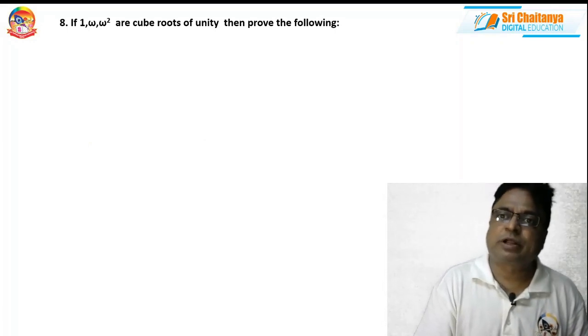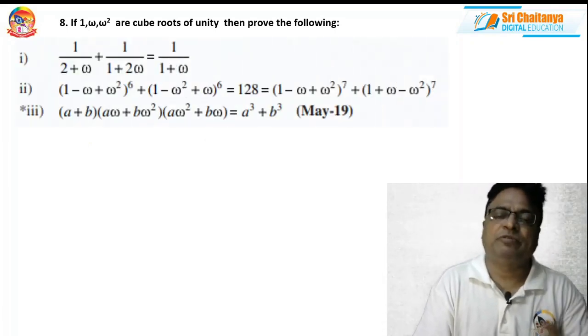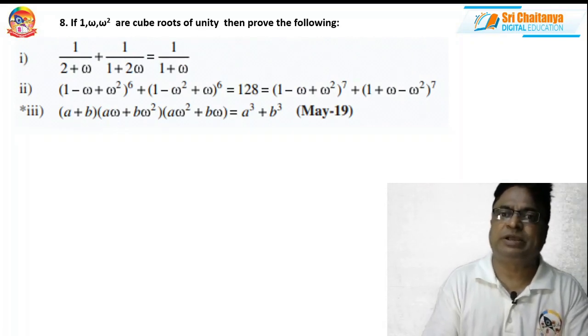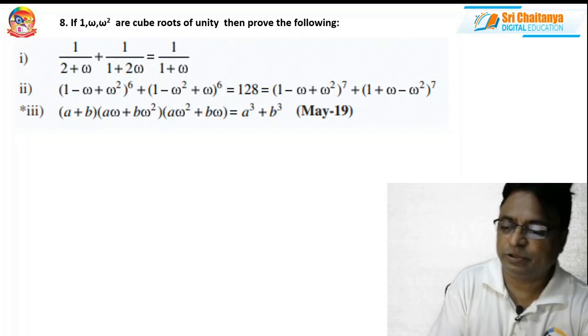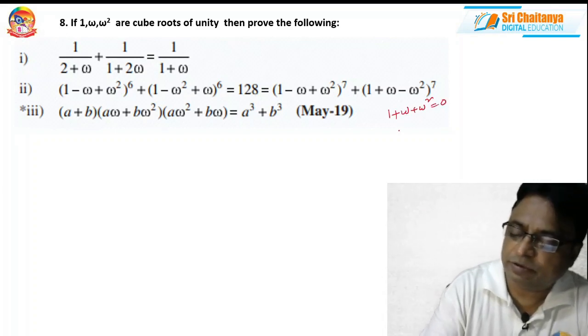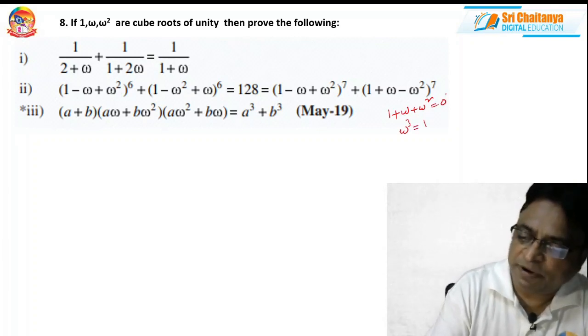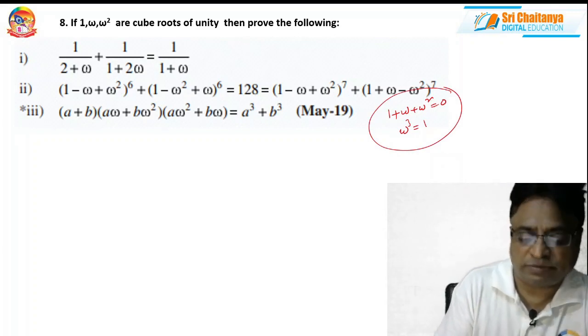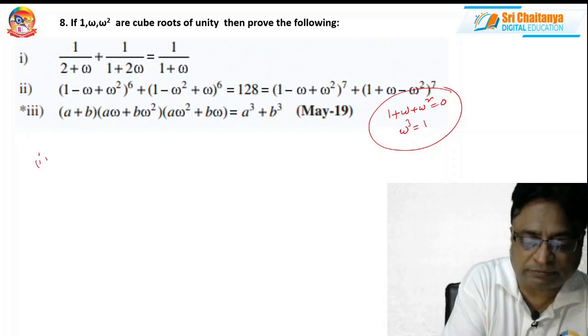If 1, omega, omega square are cube roots of unity, then prove the following. This is the first question: 1 by 2 plus omega plus 1 by 1 plus 2 omega equal to 1 by 1 plus omega. You know that if 1, omega, omega square are cube roots of unity, then 1 plus omega plus omega square equal to 0, and omega cube is equal to 1. With the help of these two results only, we are deriving all the given important problems. Now take the LHS.